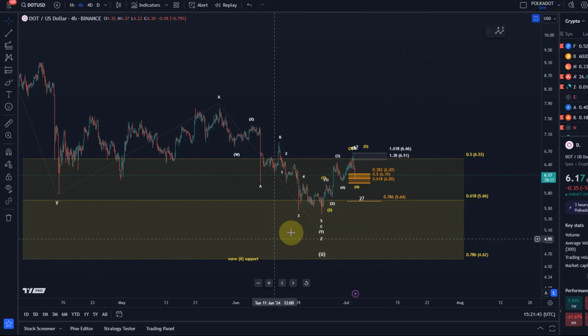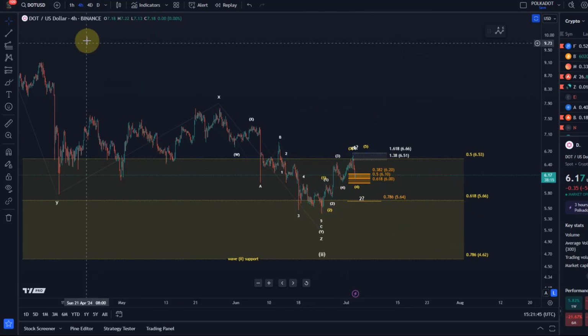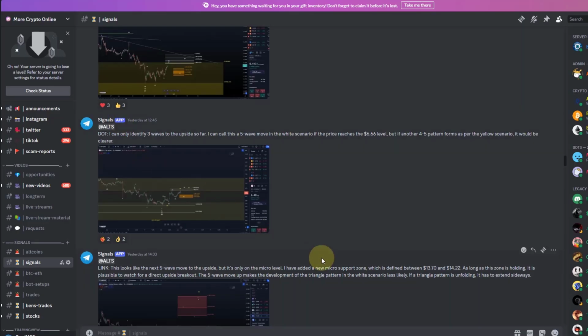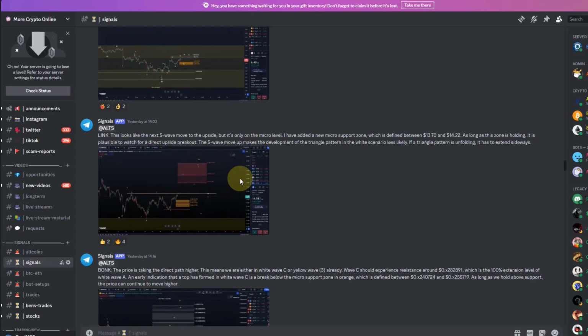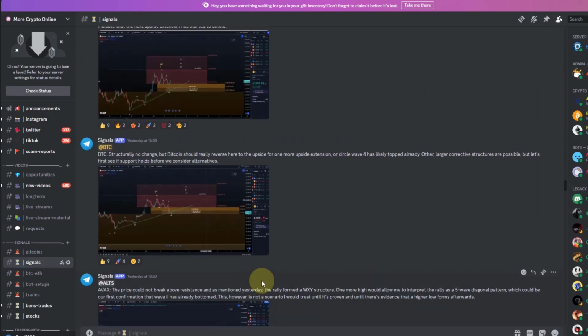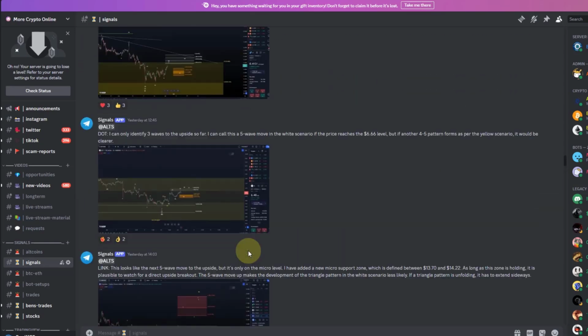Let's take a look at what we said in the last update. Let me switch to Discord. As Gold members, you get additional updates and signals. You can actually see how the Gold members would receive and see the signals. It happens on Discord, and I just want to show you what I highlighted yesterday about DOT.